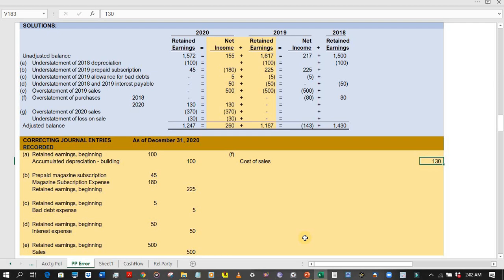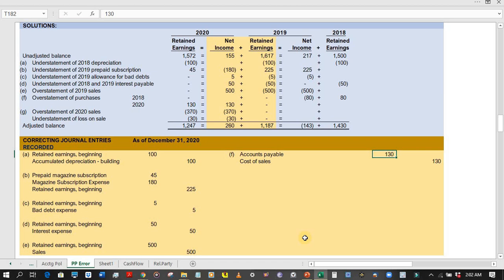So what account should be debited? Since the purchases were already recorded in 2020, it means that the entry recorded is a debit to purchases for 130 and credit 130 under accounts payable. However, since the goods were not yet received, it should not have been recorded under the accounts payable. So it means it is not yet a liability. So to correct the overstatement of the accounts payable, we need to reverse the accounts payable. That is why the entry is debit accounts payable for 130 pesos.